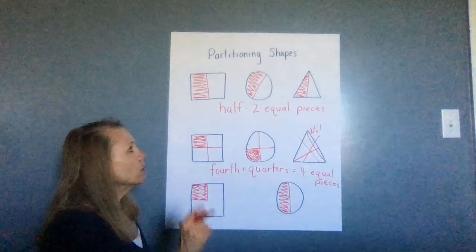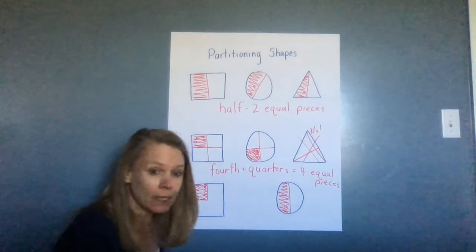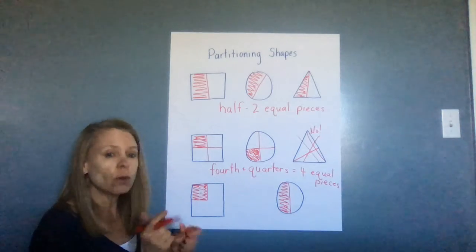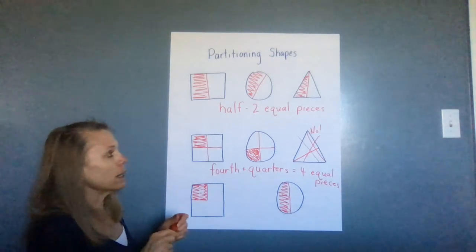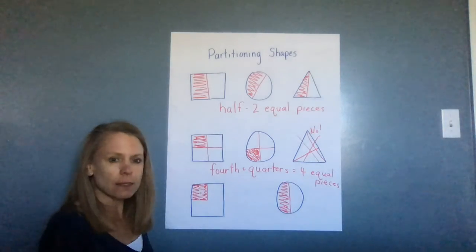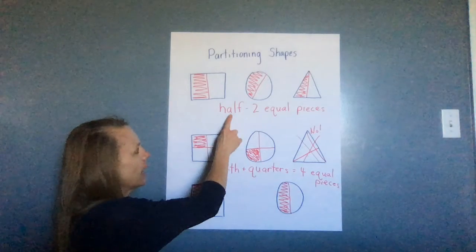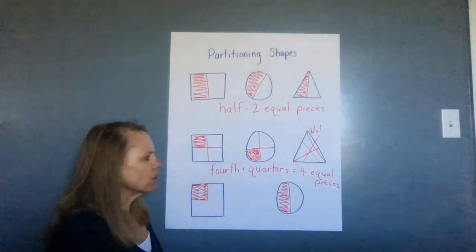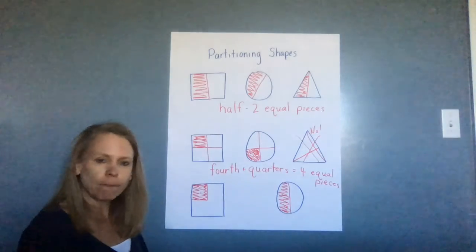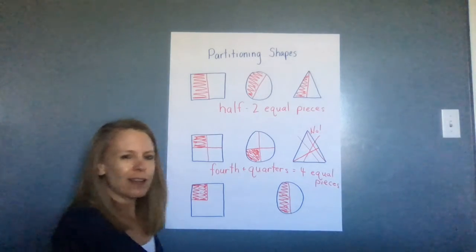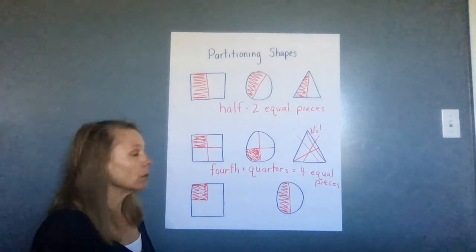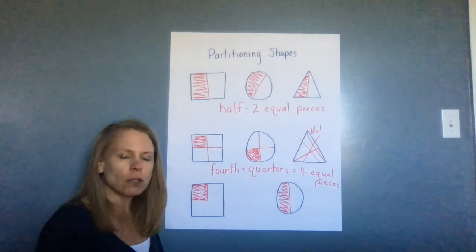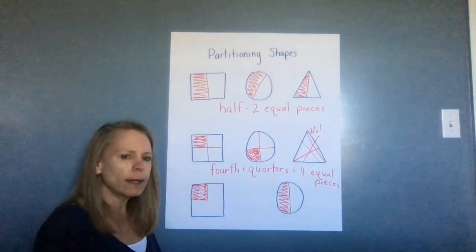So when we're partitioning things off, that means we're dividing them into equal pieces. And we want to say, how many pieces does it have? A half has 2 equal pieces. A fourth has 4 equal pieces. Okay. All right, that's what we're going to talk about. We'll talk a little bit more about this tomorrow. Each day I'm going to have a link so that we can talk about what it is that we're talking about.